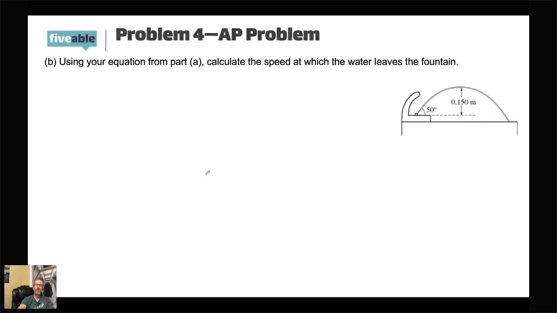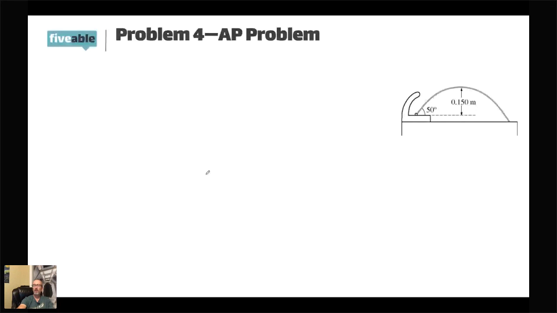And from this, we want to calculate the speed. So remember our equation was square root of 2GH over the sine of 50. So our original velocity is equal to the square root of 2GH all over the sine of 50.